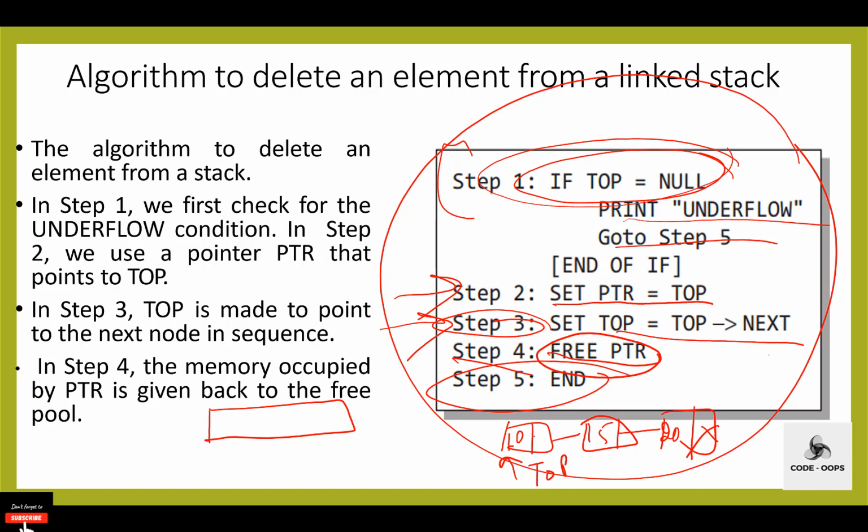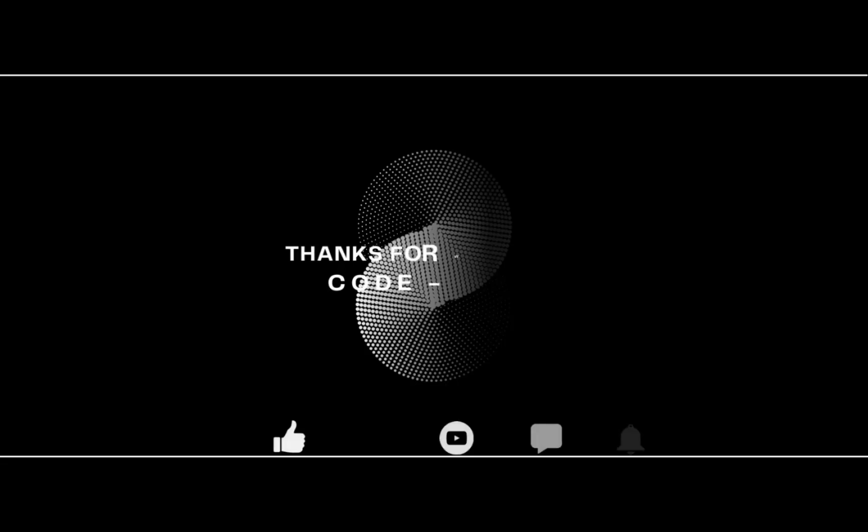Suppose we want to delete the element 10 from this linked stack. After deletion, top points to the second node in the linked stack, and the memory occupied by 10 is given back to the free pool. This is all about the link representation of a stack.